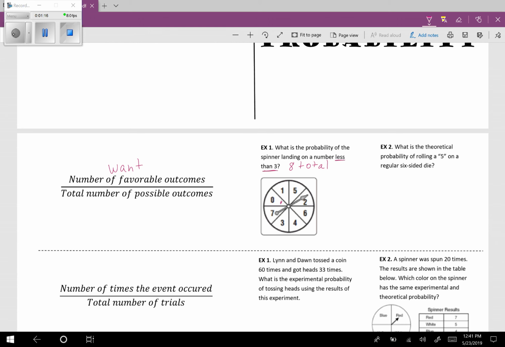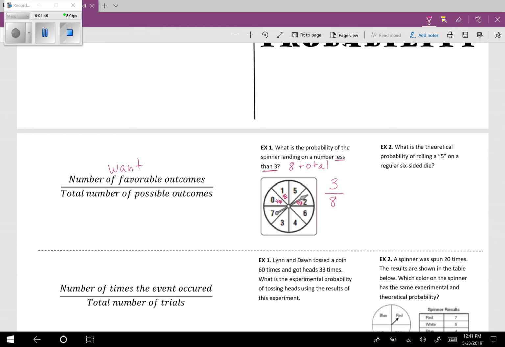So 0 is less than 3, 1 is less than 3, 5 is not, 2 is less than 3, 6 is not, 4 is not, 3 is not, and 7 is not. So only 3 of our sections out of these 8 total are a number that is less than 3. So we have 3 favorable outcomes out of 8 total possible outcomes. So now this is one way you can express your probability.